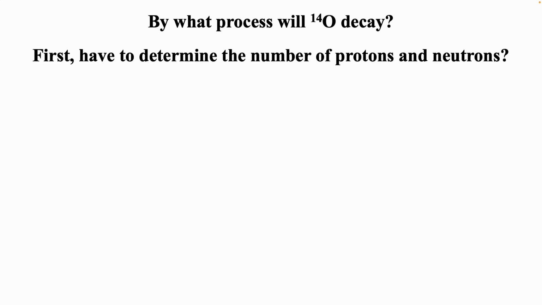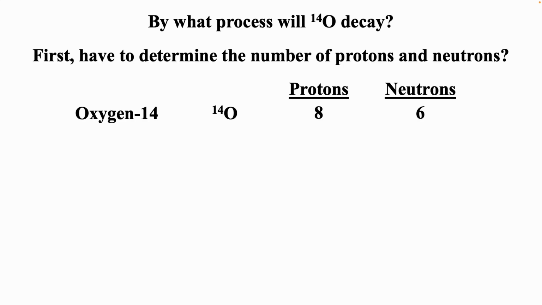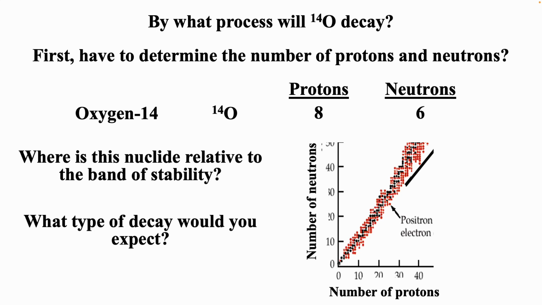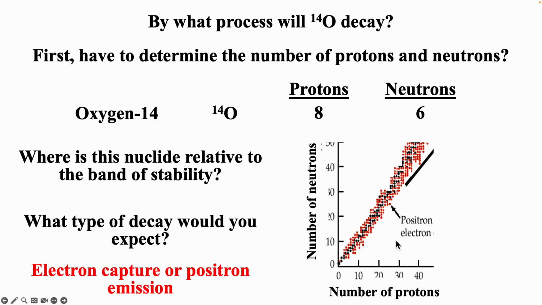By what process will oxygen-14 decay? Again, we look at the protons and neutrons. Each oxygen atom has 8 protons. 14 minus 8 gives us 6 neutrons. And so that means a proton is going to change into a neutron. It also means that we're down here, and so that would be positron emission or electron capture.